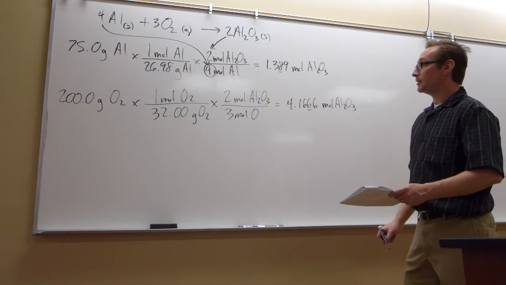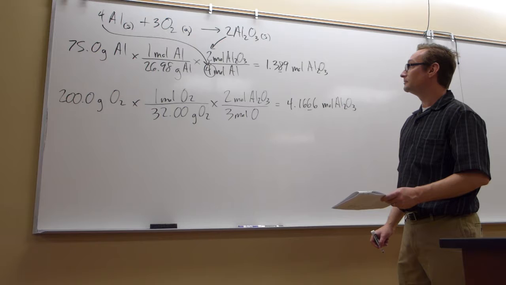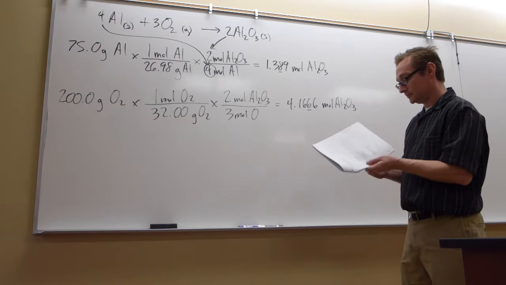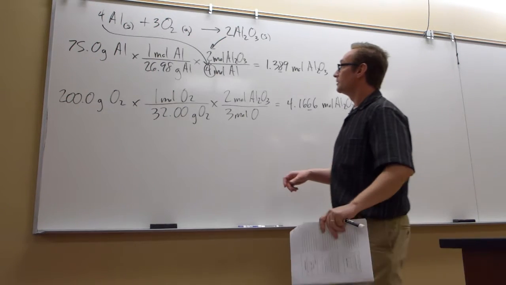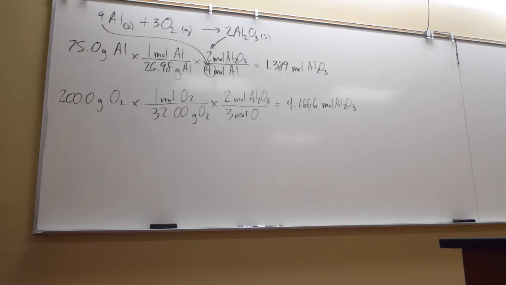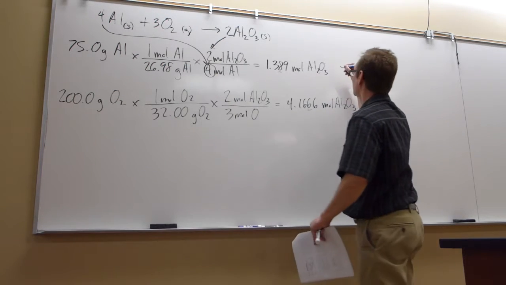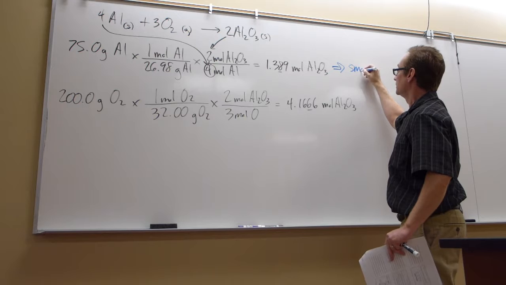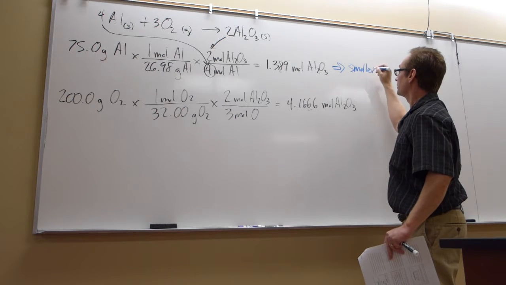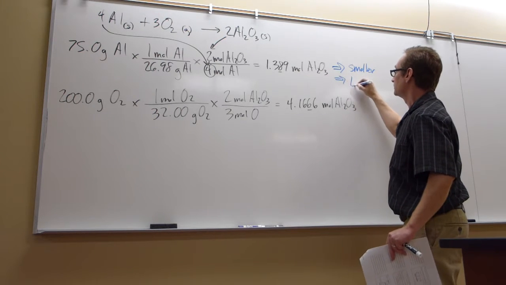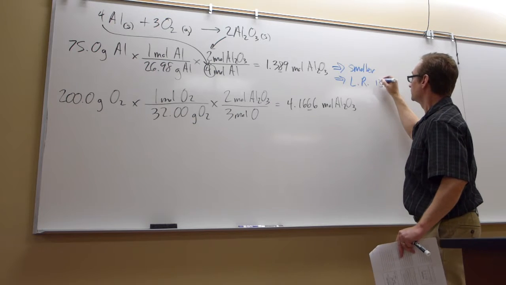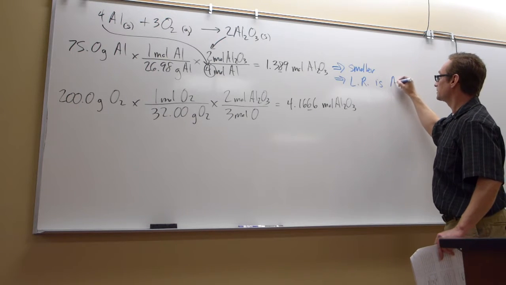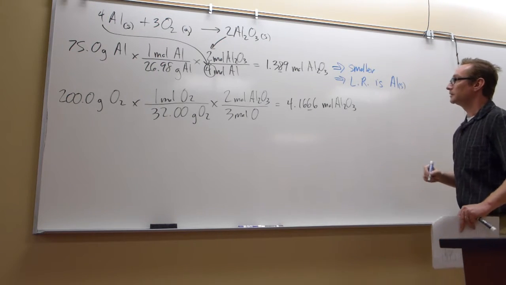And then we look at, say, okay, which one's smaller? So it looks like the aluminum gives us a smaller amount. So this is smaller. Limiting reactant is aluminum.